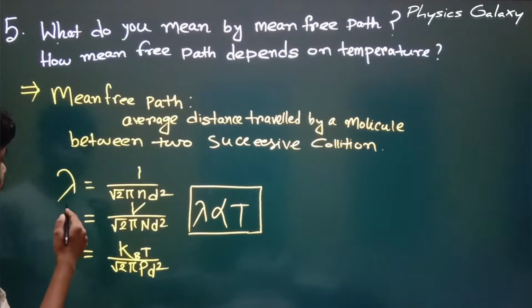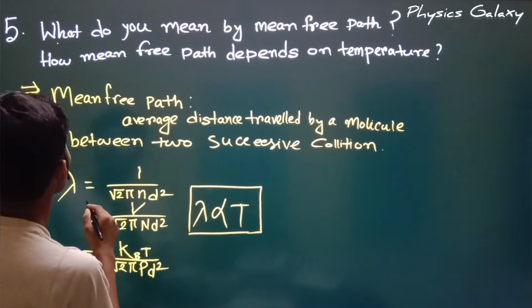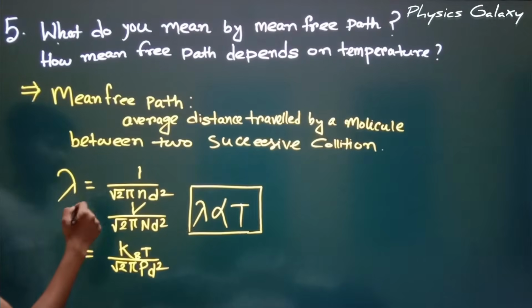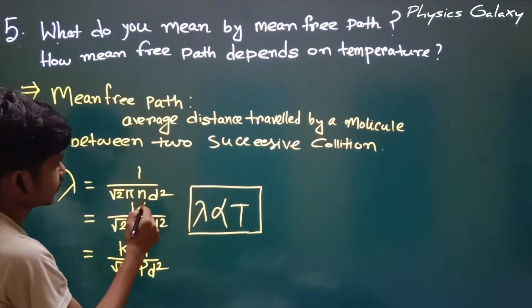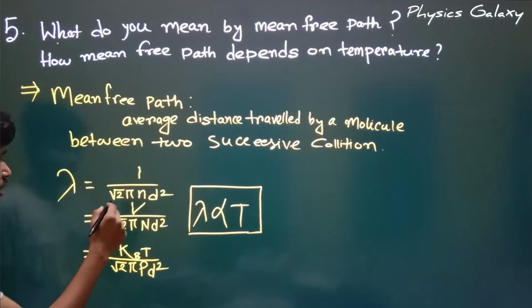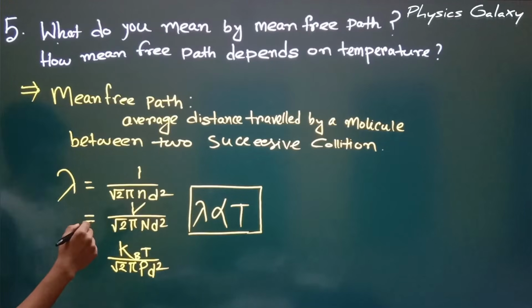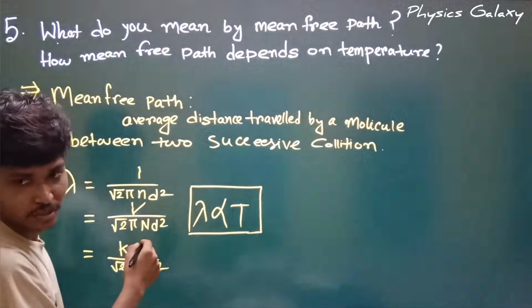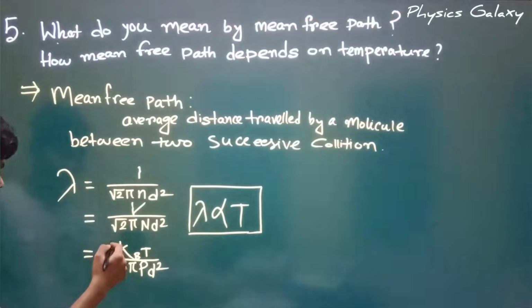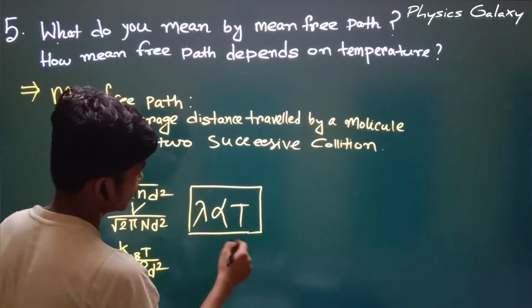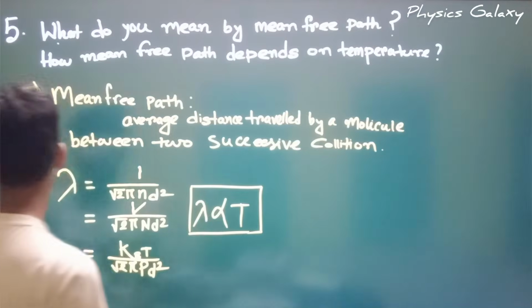So for this we know the Maxwell mean free path formula, that is lambda equals 1 by root 2 pi n d square, where n is the number of molecules per unit volume and d is the diameter of the gas molecule. And just substituting the values, I got lambda is proportional to temperature T.